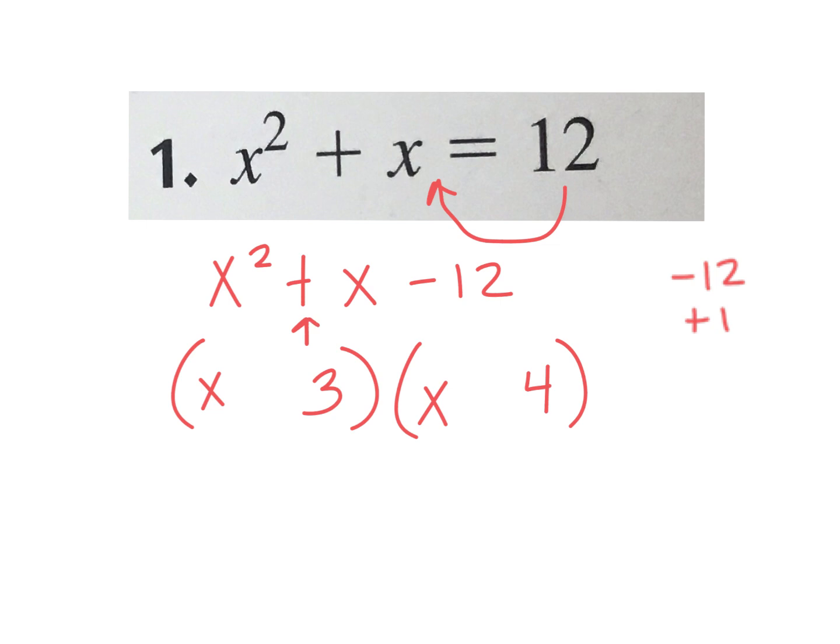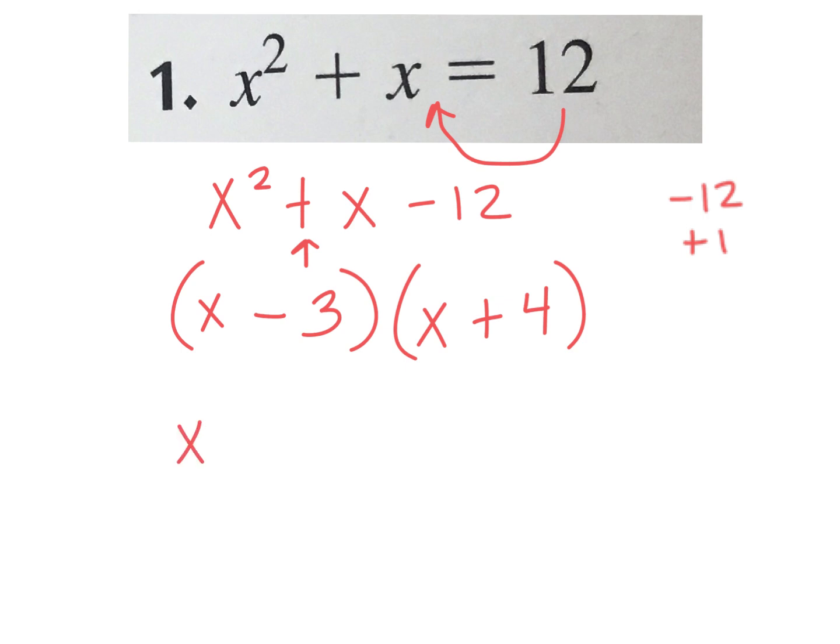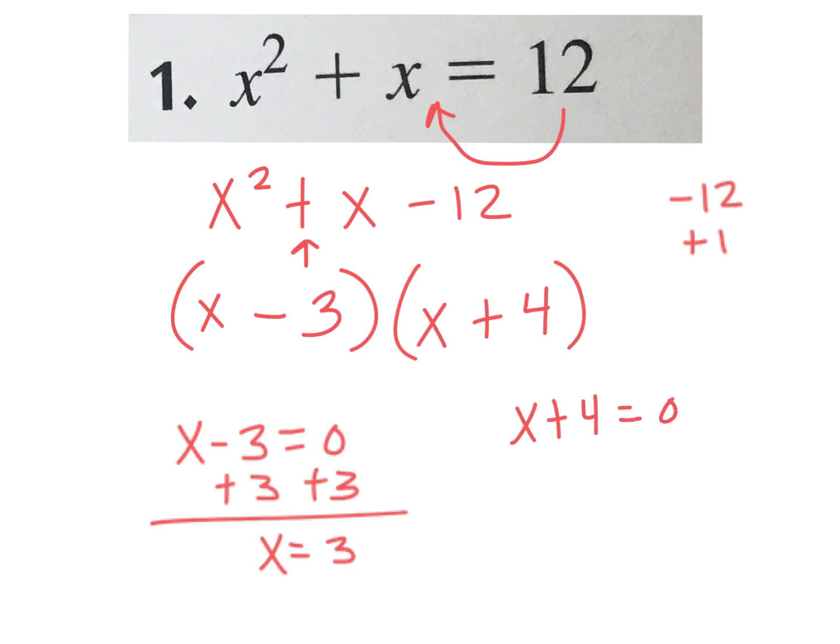According to this, what does the 4 have to have with it? Positive, okay? So the 4 is larger. The middle term sign tells us what to put with the larger term, okay? And so we then take x minus 3 and set it equal to 0. And then we take x plus 4 and set it equal to 0. So the parabola crossed the x-axis on the coordinate grid at 3 and negative 4.